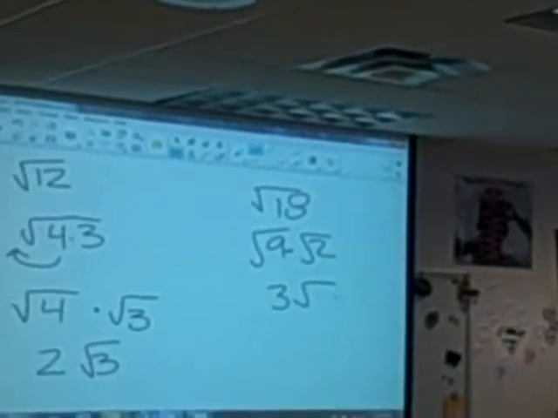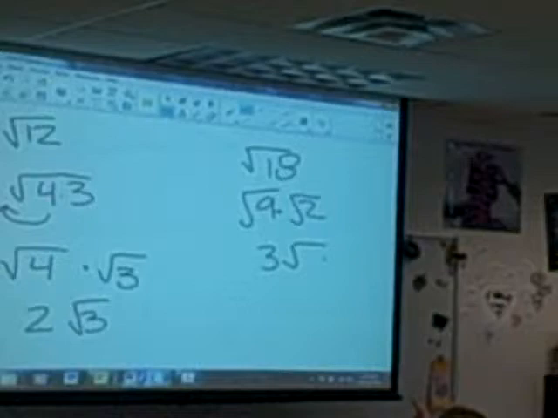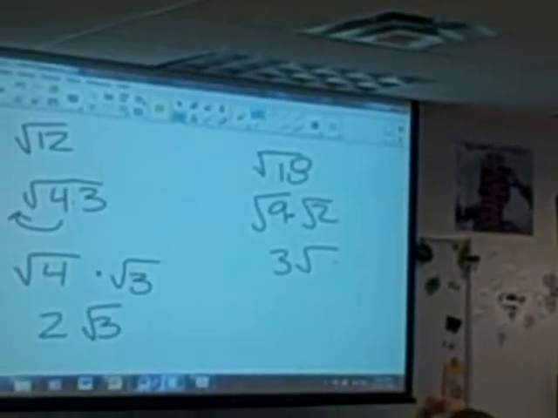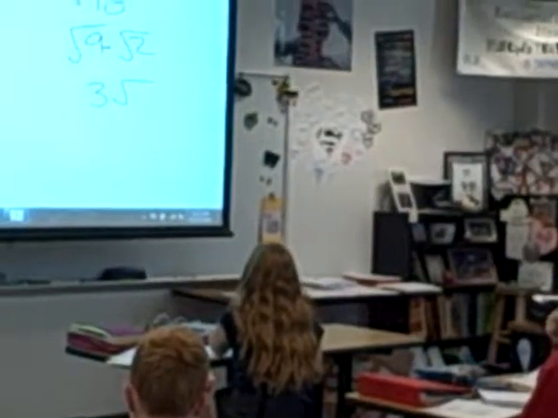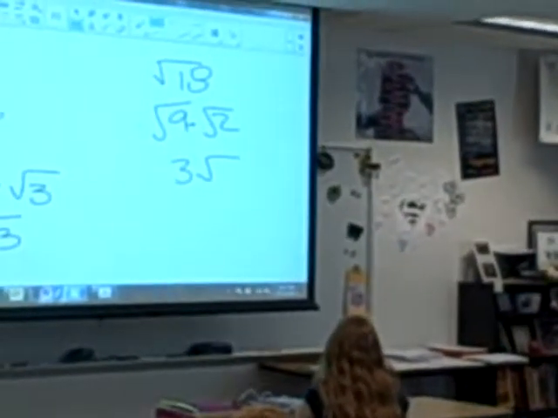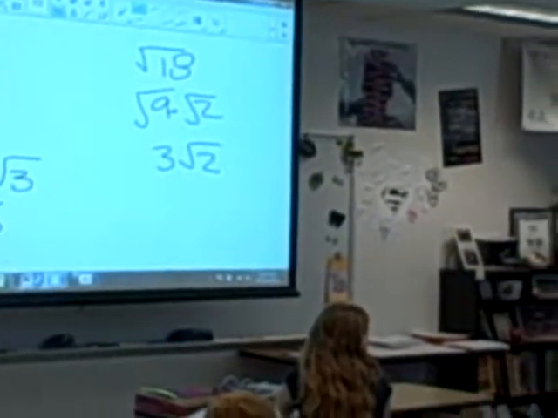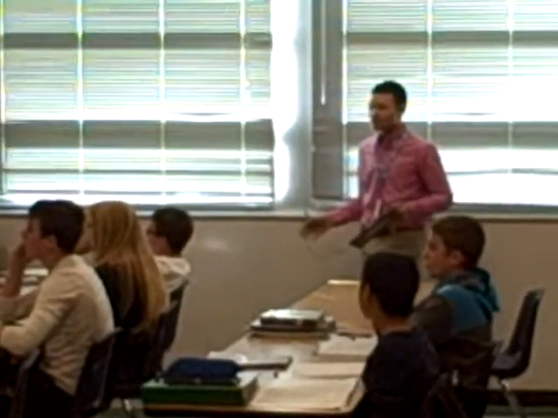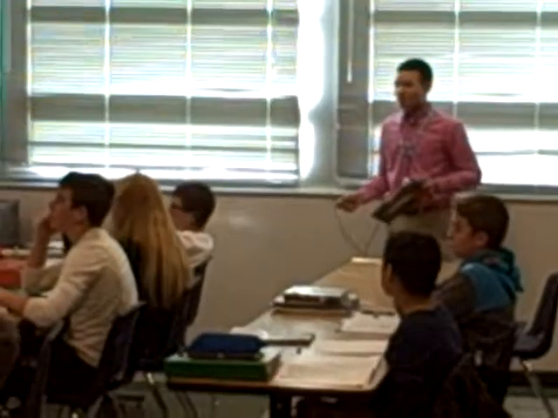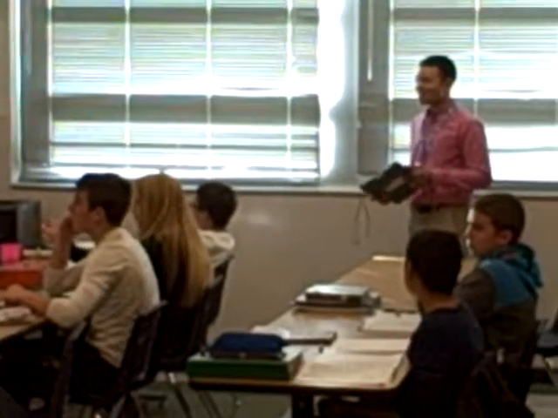Does that make sense? Yeah. Do you kind of see how to do it a little more simply? Yes. Question: does that mean the square root of 18 is 3 and the square root of 2? Yeah, it's going to be 3 square root 2, just like that. It's a simplified version of the square root of 18. Does that make sense? Yeah.